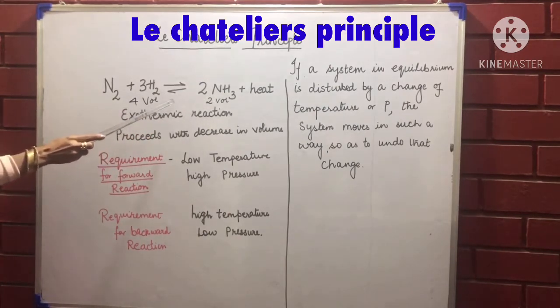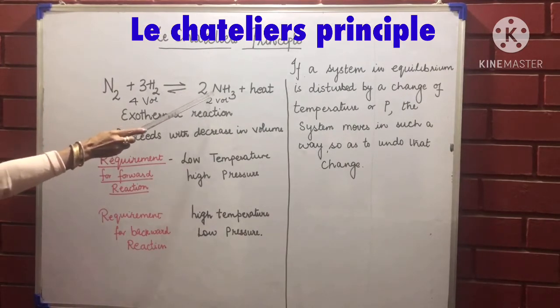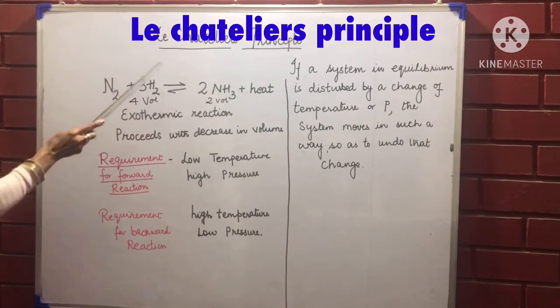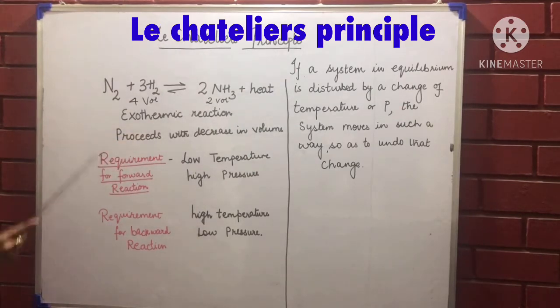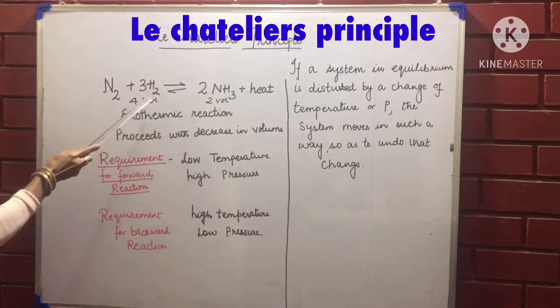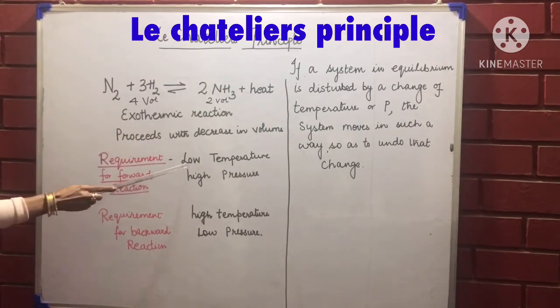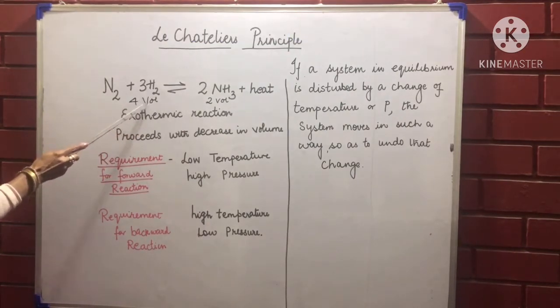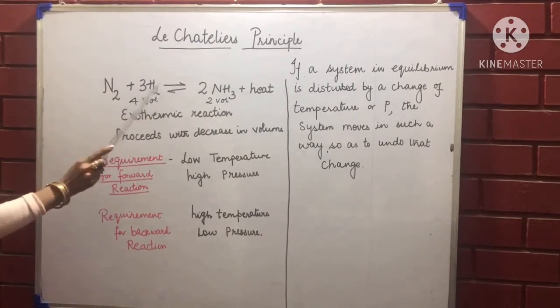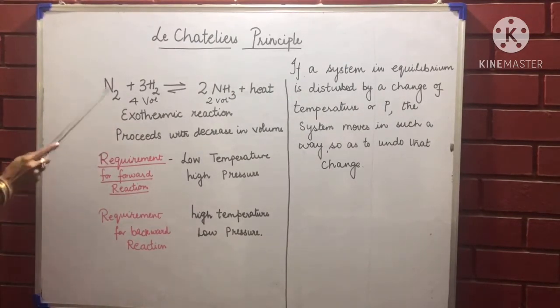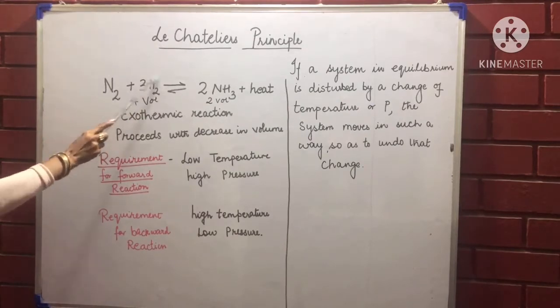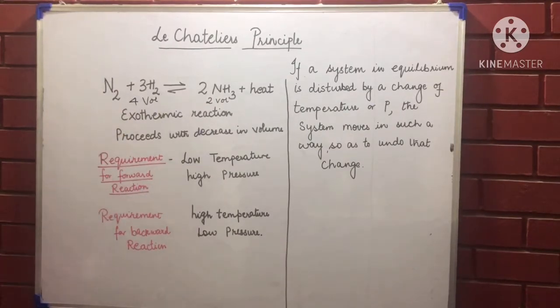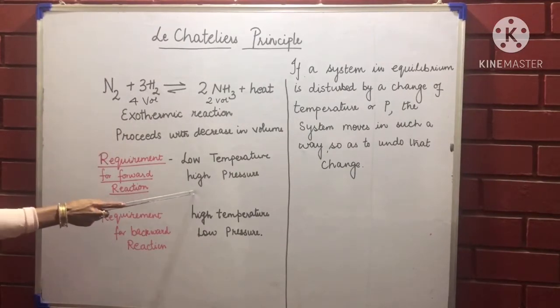Because in a reversible reaction, in the opposite direction, ammonia plus heat gives nitrogen and hydrogen, meaning this requires heat. The forward direction does not require heat, but the backward reaction requires heat. So if I start increasing the temperature, my reaction will move in the backward direction instead of the forward direction. Similarly, the forward reaction requires high pressure because 4 volumes are changing into 2 volumes. So high pressure is required.